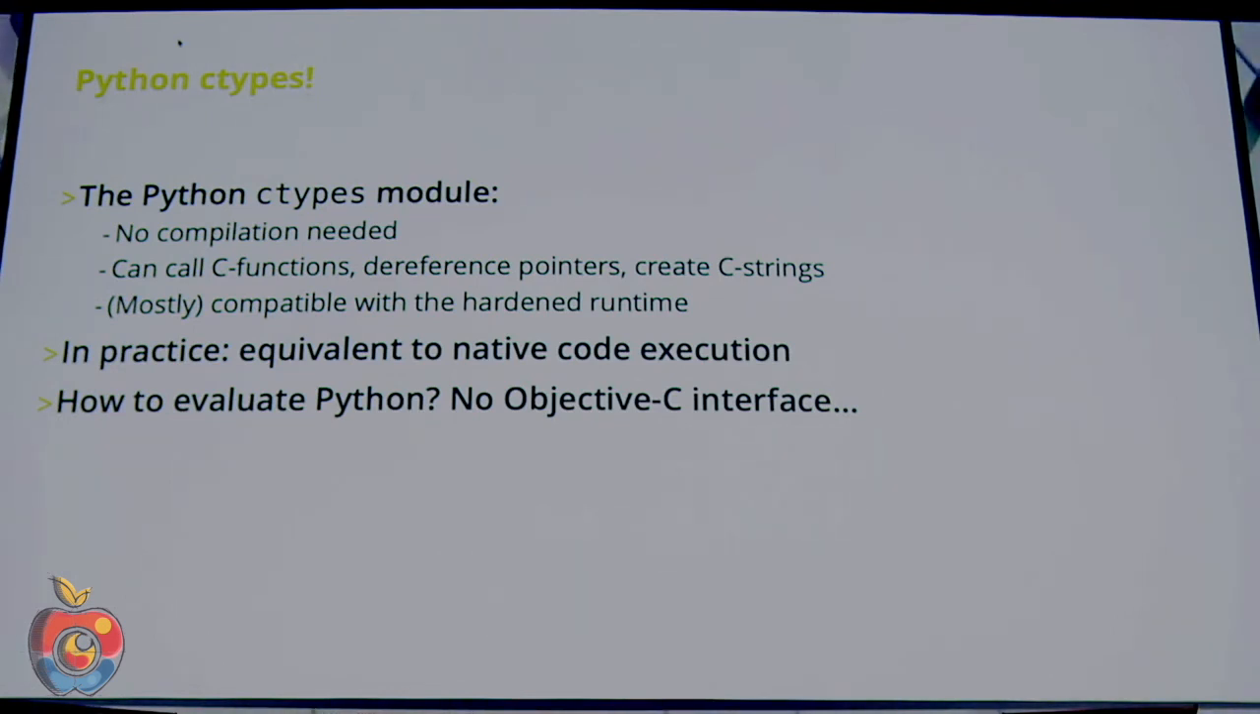C-types has a feature where you can pass a Python function as a function pointer, so a C function pointer. And to do that, you need to have JIT memory, so you need to have writable, executable memory. And the hardened runtime wasn't allowing me to do that. But I could just delete all of those parts from the C-types module because I wasn't interested in using them anyway. If I just deleted all of those, I could load the module fine. So in practice, this is equivalent to native code execution within a process.